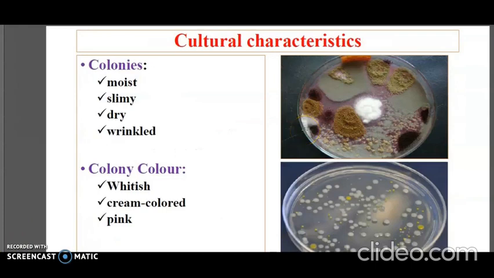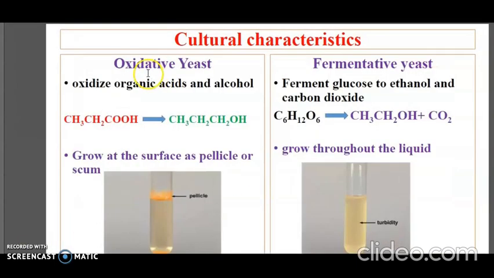Let's see a few of the cultural characteristics when the yeast are grown. The colonies are usually moist, slimy, dry, or wrinkled. And the colony color can be whitish, cream colored, or pink. Then there are oxidative yeast and fermentative yeast. The oxidative yeast oxidize organic acids and alcohol. They grow at the surface as pellicle or scum in the broth. And the fermentative yeast ferment glucose to ethanol and carbon dioxide, and the growth is throughout the liquid medium.